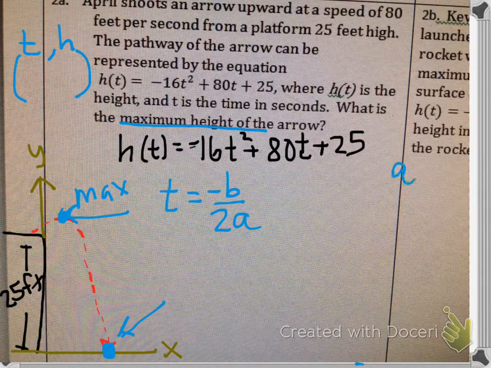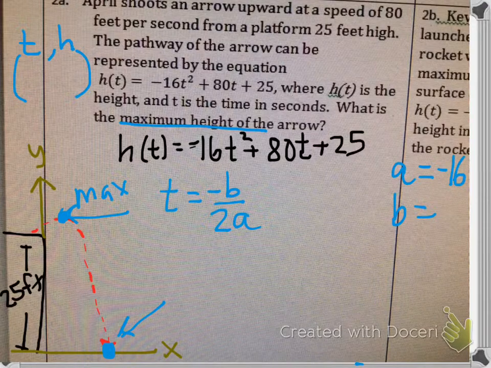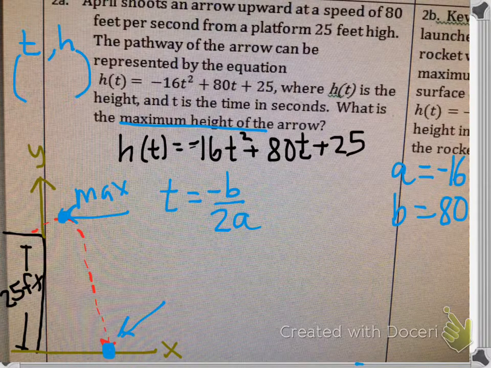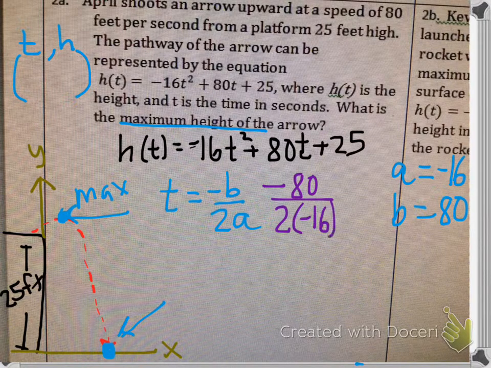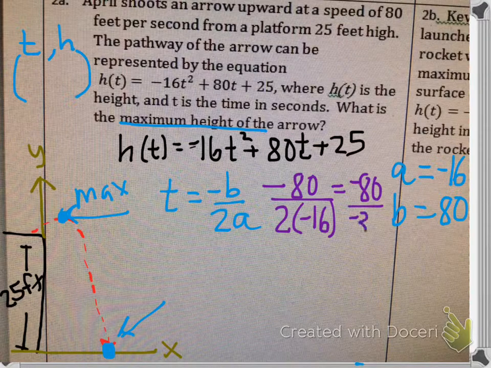So I need to identify a and b. A is always the number in front of the x squared, or in this case the t squared, so that's negative 16. B is always the number in front of the x, in this case that's a t, so it's the 80. So if I substitute this into my formula, opposite of b, if b is 80, the opposite is negative 80, all over twice a, and we're plugging in negative 16 for a. So this is negative 80 over negative 32.